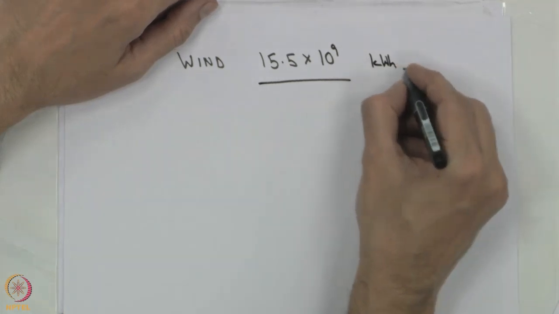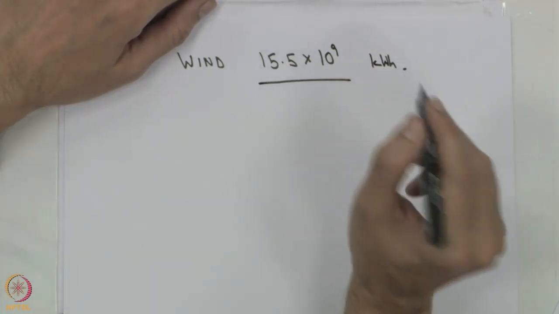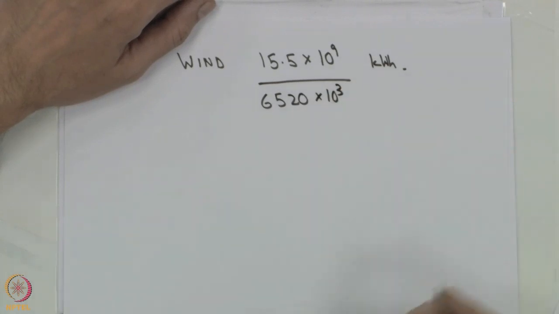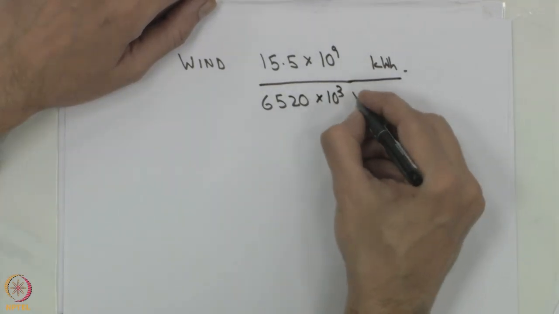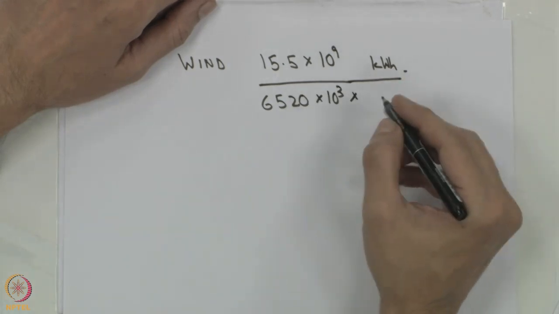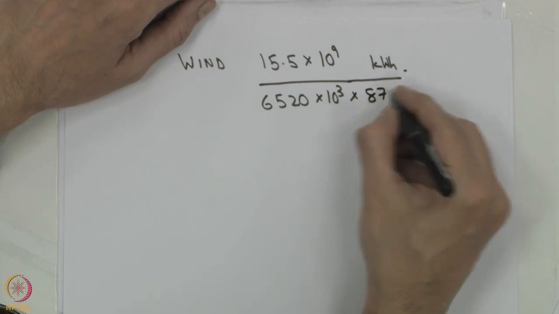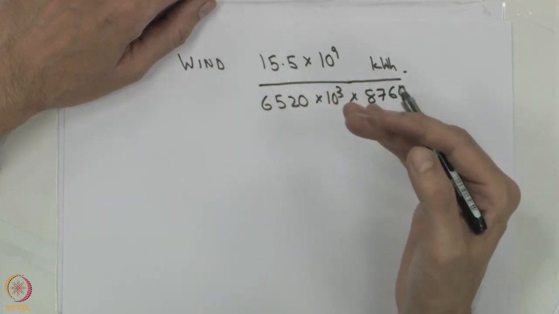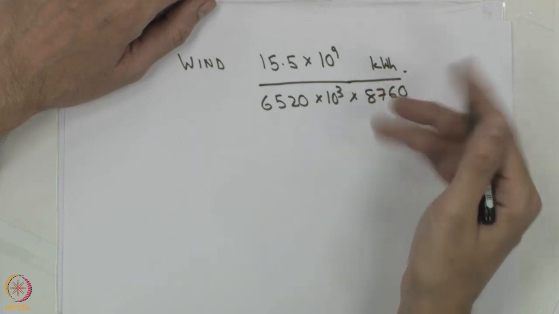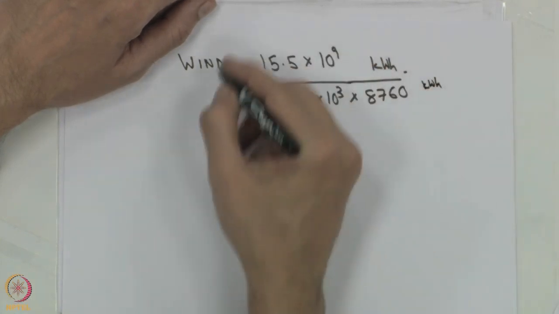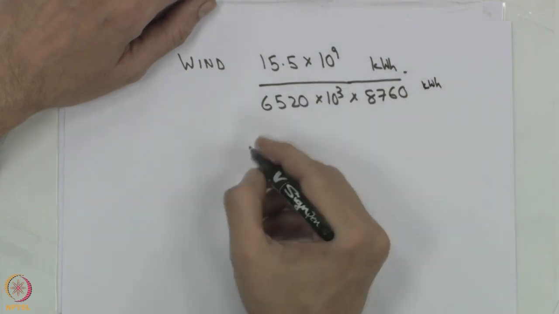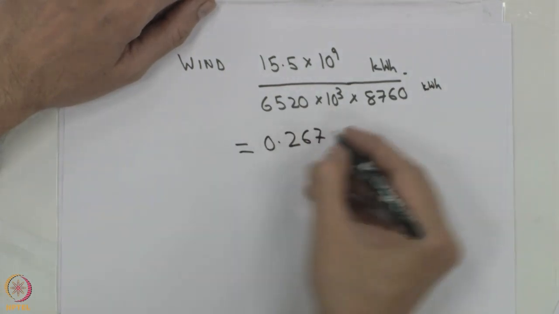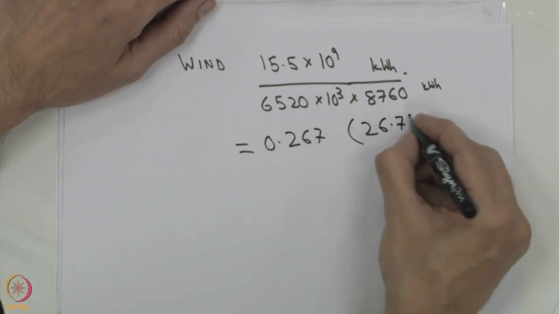divided by the installed capacity of wind. The installed capacity of wind is 6520 megawatt, which is into 10 raised to 3 kilowatt, and into the total number of hours, 24 into 365 or 8760. This is the maximum generation possible if all the wind capacity is operating continuously at its rated value, so this will also be in kilowatt hours. This becomes a factor, which is the capacity factor. You can calculate this, and you will find that it turns out to be 0.267, 26.7%.